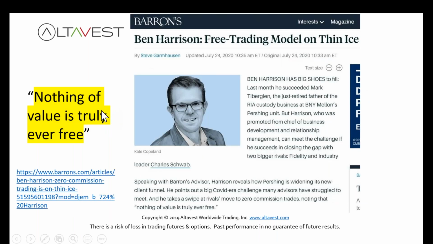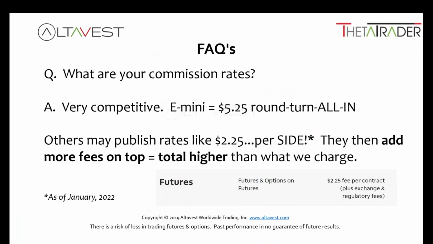And nothing of value is truly ever free. So anyway, I'm just kind of pointing out, yeah, we need to have an ability to trade stocks, but let's just be honest with ourselves. It's not free. That's what I'm trying to point out. And that leads us to the question of our commission rates.